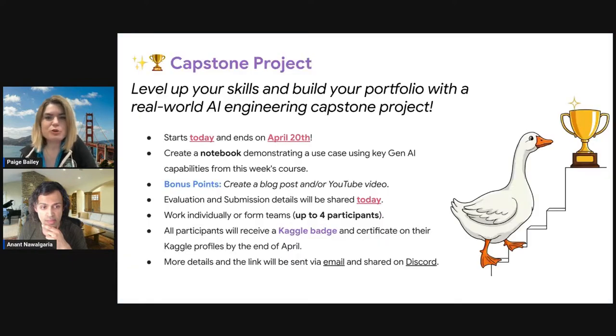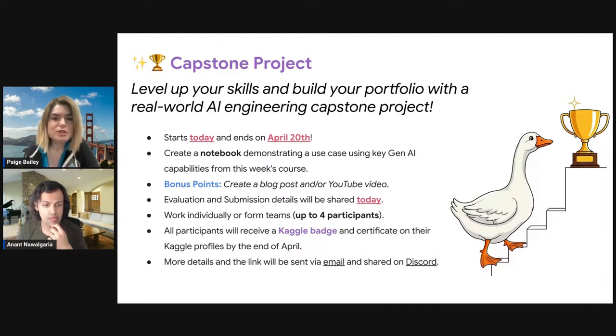So for this capstone project, you can level up your skills and build your engineering portfolio with a real-world AI engineering project. This competition starts today and ends on April 20th. Your goal is to create a notebook demonstrating a use case using some of the generative AI capabilities that you've learned from this week's course, whether it's agents, vector databases, embeddings, or all of the above.